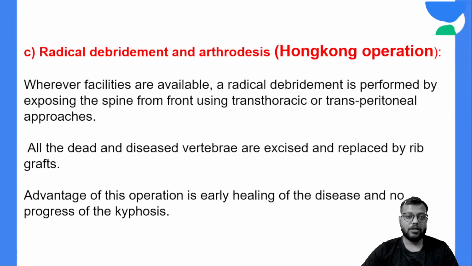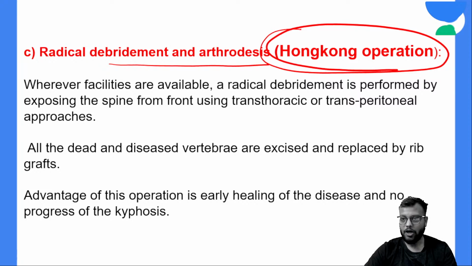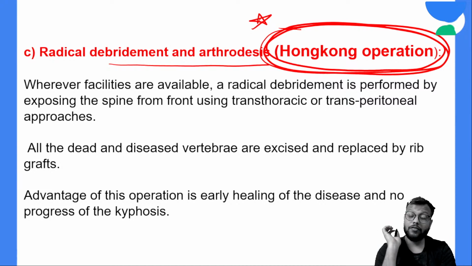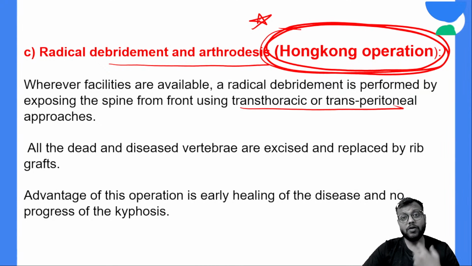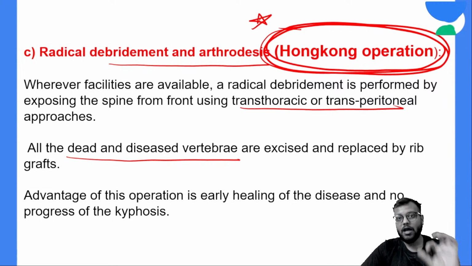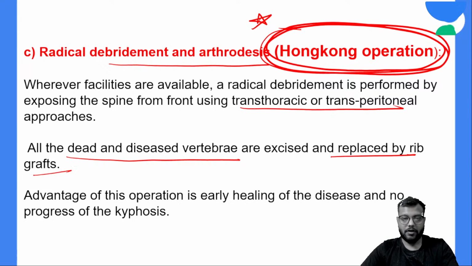Okay, and now the more radical and पुराने जमाने की चीज is your debridement and arthrodesis called the Hong Kong operation. So you just need to remember the name, that is Hong Kong operation of the spine, which is done in case of Pott spine with paraplegia. Okay, and here what is done, radical है, so you will have a transthoracic or the transperitoneal approach, and you will completely remove the diseased or dead vertebra and replace it by the rib grafts.